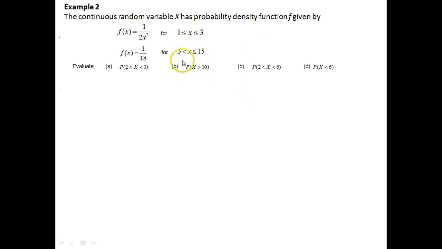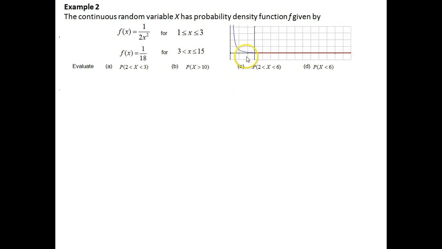I need the probability that looks like this. So from the point 1 to 3, it looks like that. And from there on, it's 1 over 18, which is very small, but it's got a little bit of an area. So let's evaluate some of these.